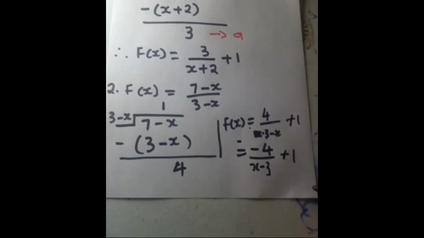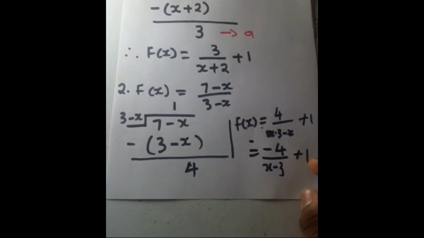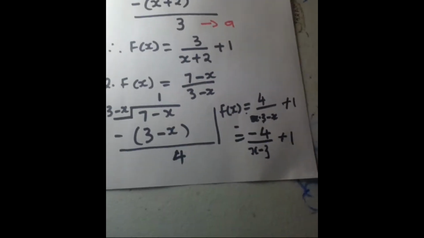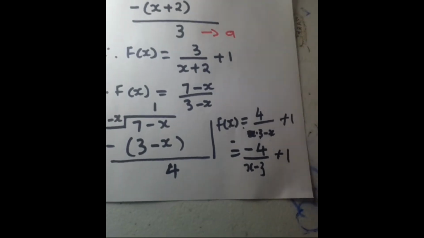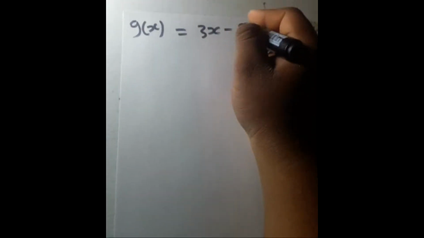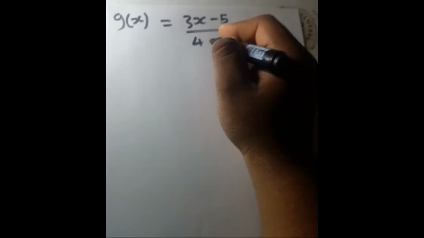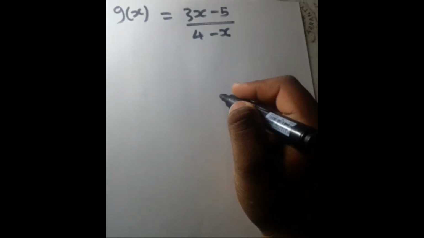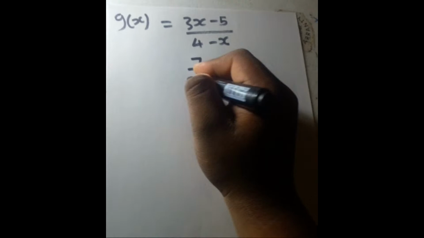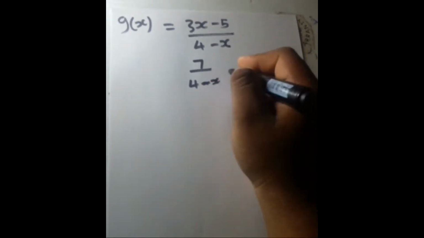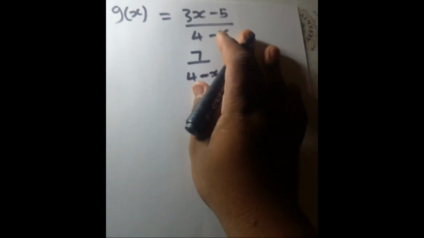Is it fine, guys? That's how you simply do the concept. Now, I hope you understand, guys. Now you can go and do this one, and then give me the answer in the comment section: 3x minus 5 over 4 minus x. Let me just show that it is 7 over 4 minus x, minus 3. You must come up with this answer.